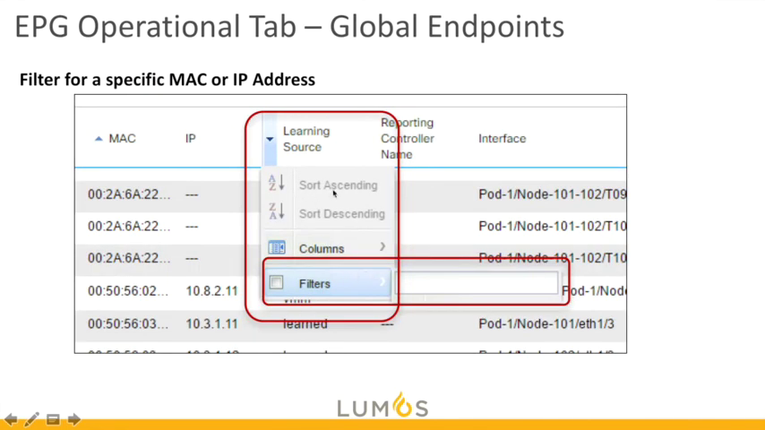And especially when you get a really large fabric, there's going to be a lot of IP addresses, a lot of MAC addresses. So you can click on the particular field and go down and get filters, and then you can type in a MAC address or part of a MAC address or part of an IP address, and you can filter the results.